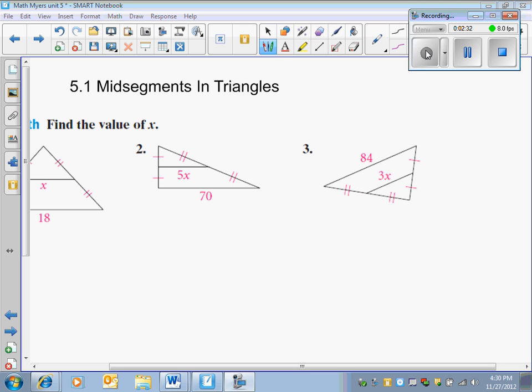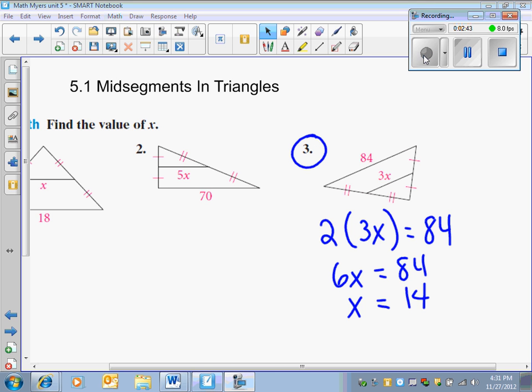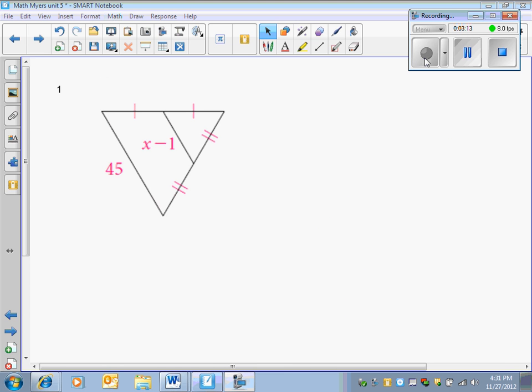Okay, this third one is for you to try. You can pause the video and try it, and then when you're ready, push play, and you'll see if you got the answer correct. There you go. How did you do? You always want to plug it back in just to see if it makes sense. So if I plug this back in for the mid-segment, I will write 3 times 14, and 3 times 14. How much is 3 times 14? It's 42. Is 42 half of 84? Yes. So my answer is correct and it makes sense.